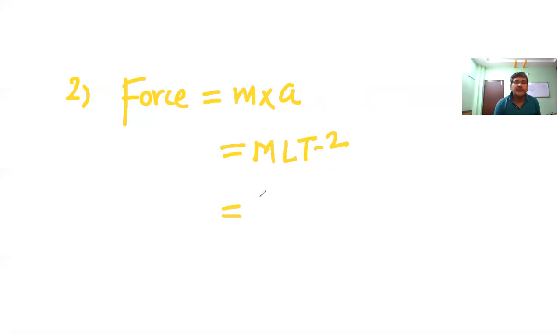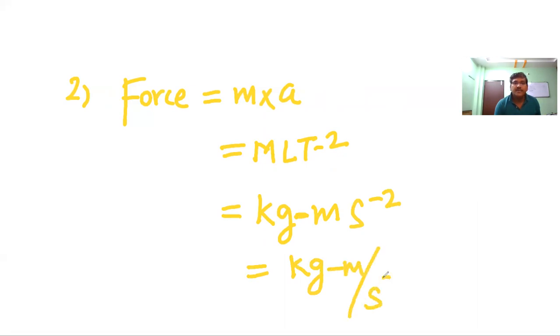M stands for mass. What is the unit of mass? Kg. What is the unit of length? Meter. And what is the unit of time? Second, to the power minus 2. If I express it simply, it is kg meter per second square. This is the unit of force.